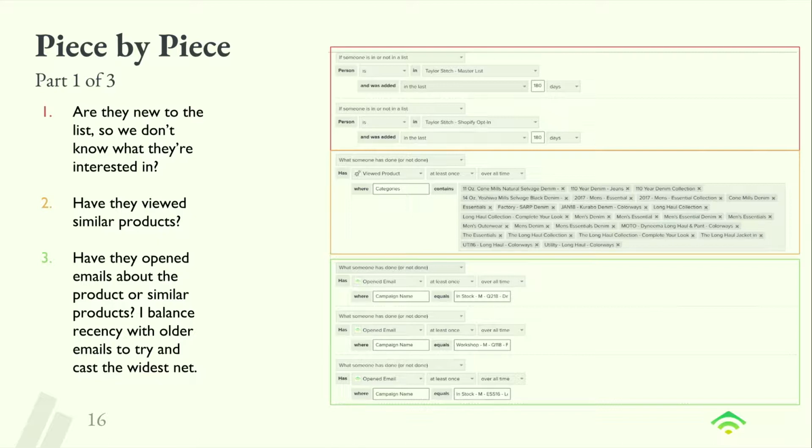The second one is, as I talked about, have they viewed similar products? In each one of these are different categories that either ladder back into men's outerwear for us, denim, something that is loosely related to the product that we're coming out with. A third part of the segment here is, have they opened emails about the product or similar products in the past? What I try to do is balance older and new emails to cast the widest net of people that could possibly be engaged with or interested in the product we're sending out.